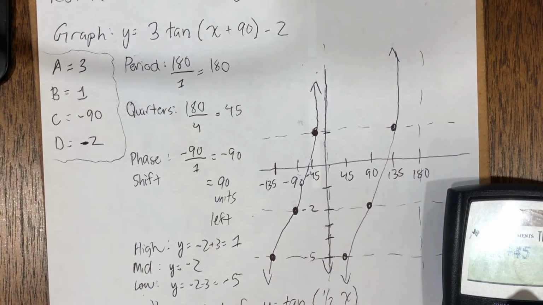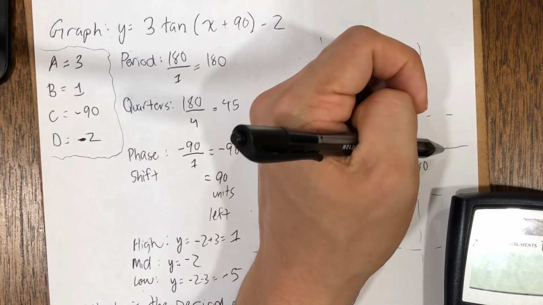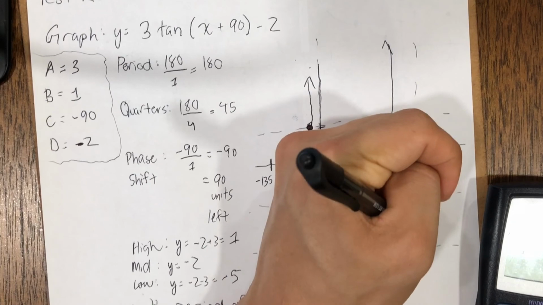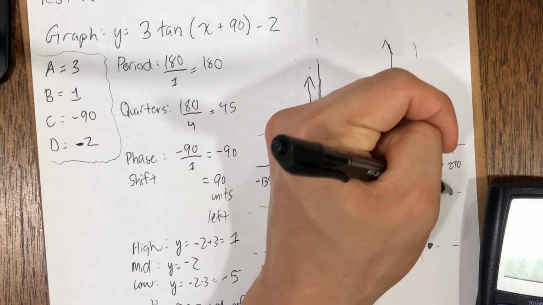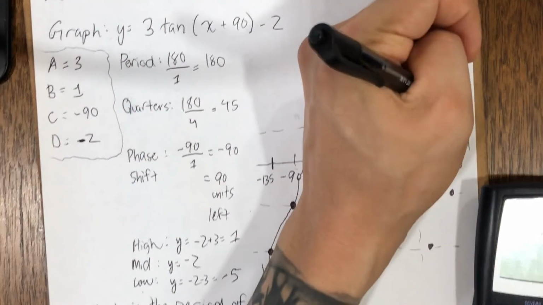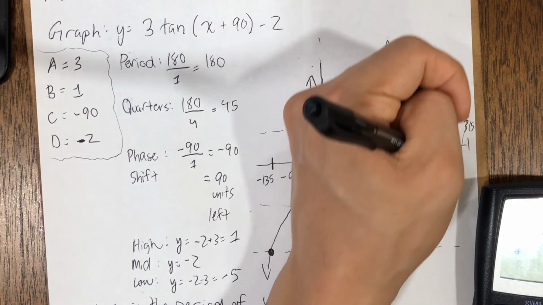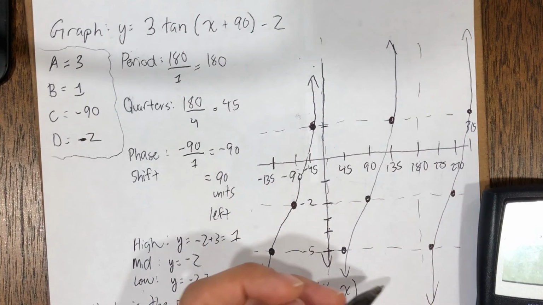All right, so then for the last one, from 180, we have 225, that's the low. 270, that's the mid. And 315, that's the high. All right, and then the number after 315, which is 360, is going to be the asymptote.